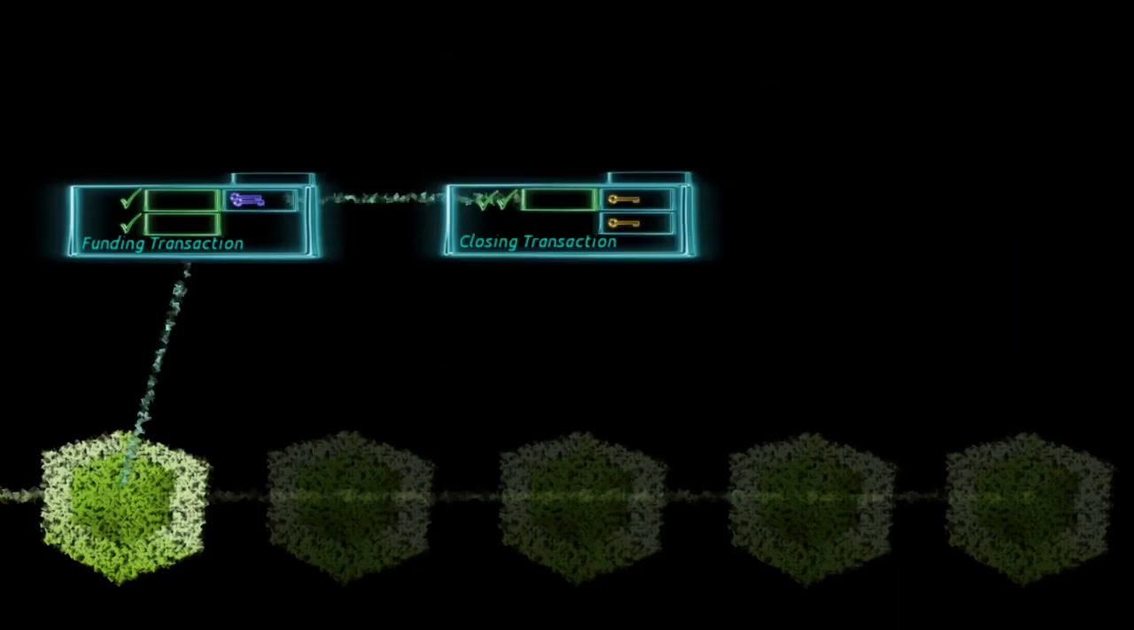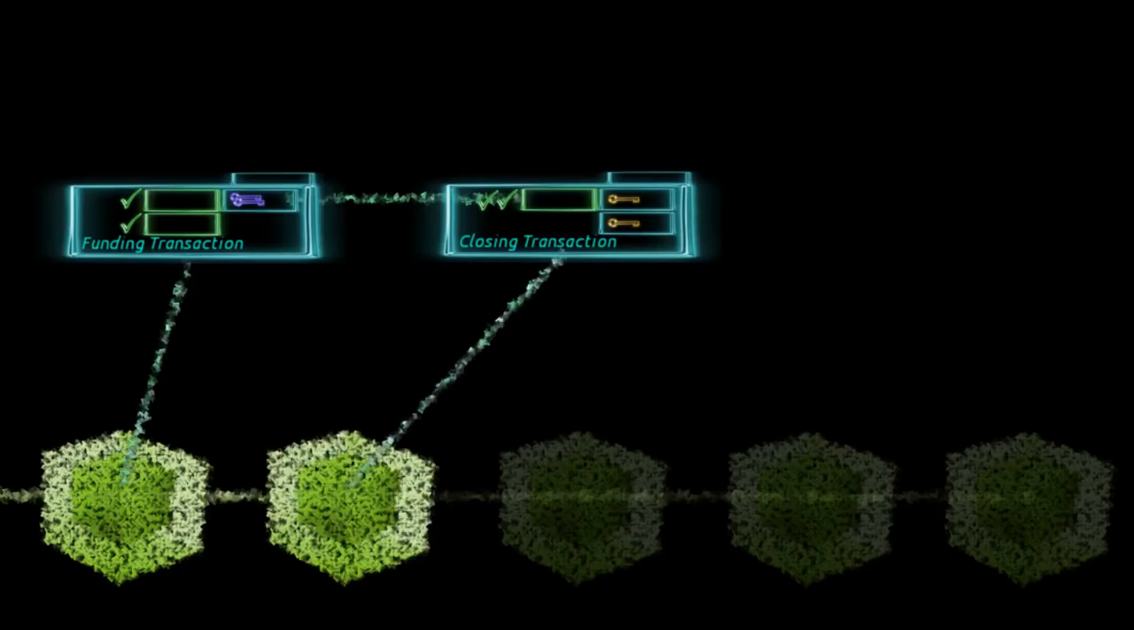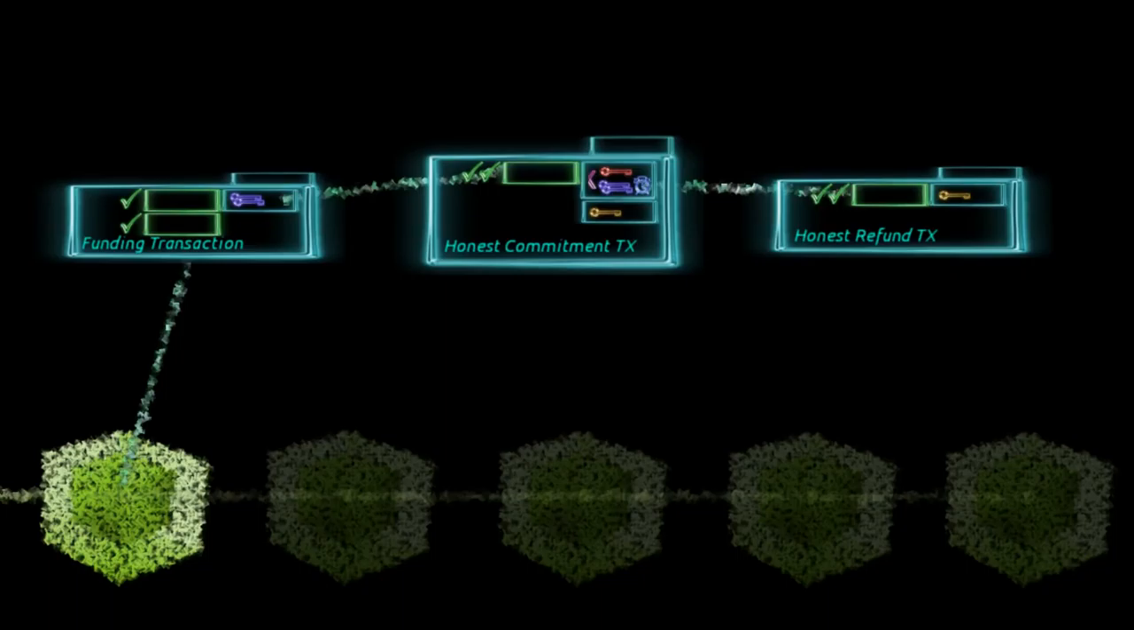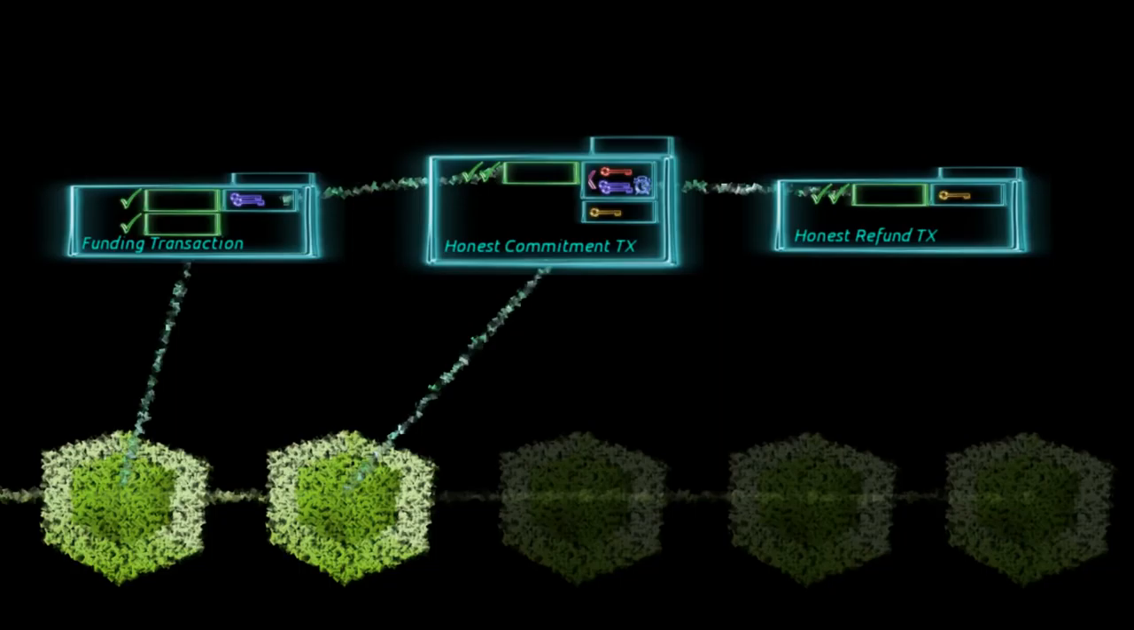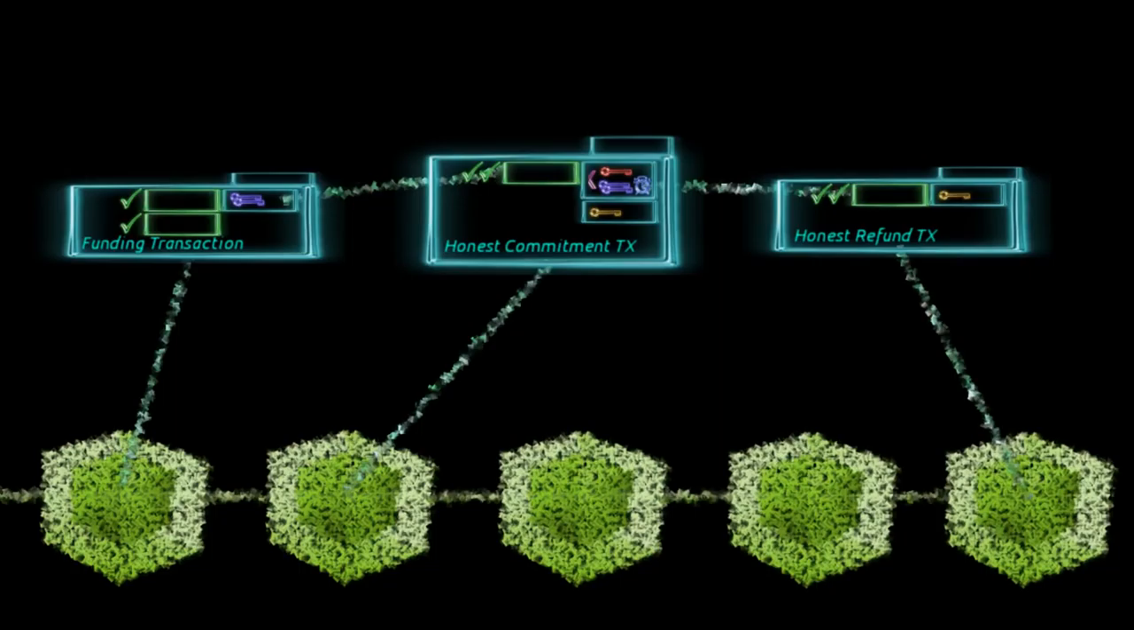In an honest cooperative closure, both parties simply sign a transaction refunding their respective amounts and their channel closes. In an honest non-cooperative closure, the refund commitment for the other party in your channel is confirmed first, and then their funds leave the channel. Then your refund commitment is confirmed and your funds leave the channel. So the other party's commitment or refund commitment is always confirmed first.